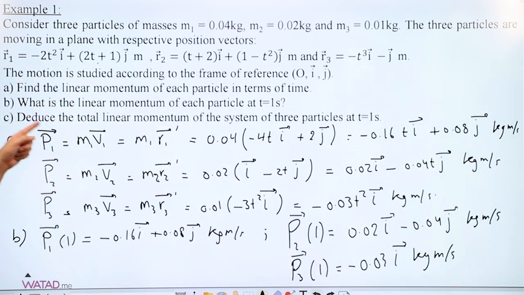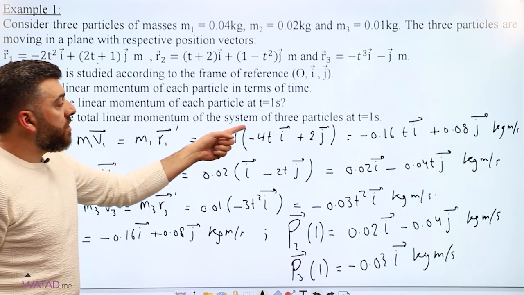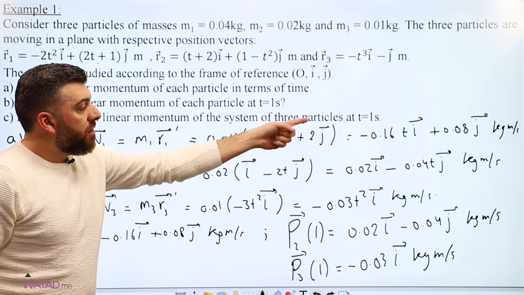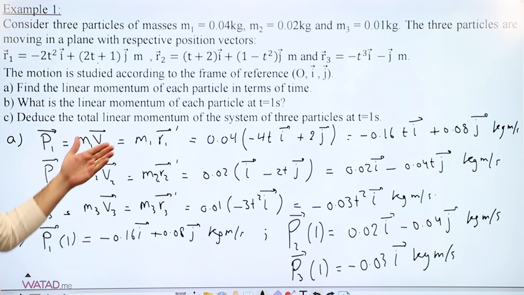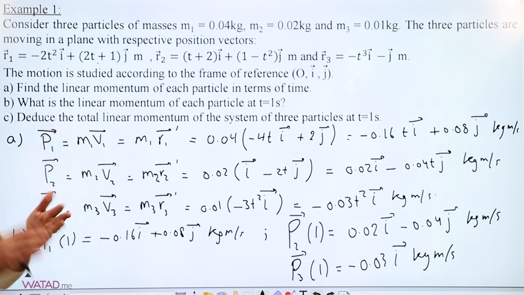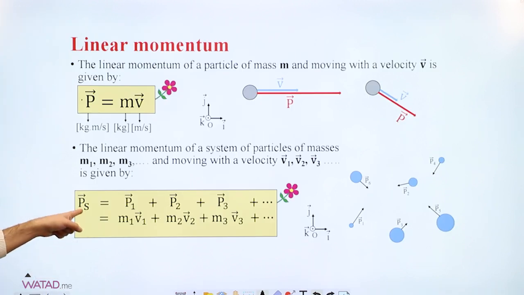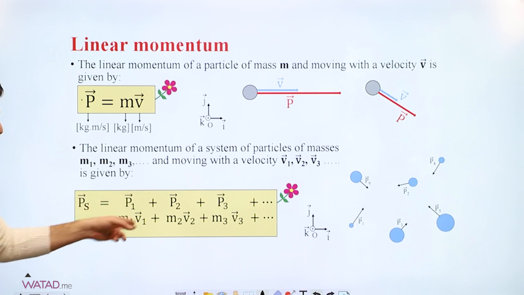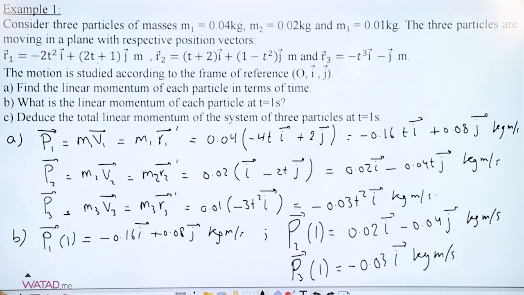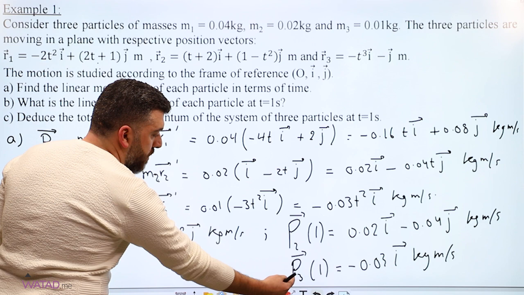Now in part C, deduce the total linear momentum of the system of 3 particles at t equal 1. So we have 3 momenta at t equal 1. To find the linear momentum of the whole system at t equal 1, as we said before, the linear momentum of the system is the sum of the momenta of all the particles. So it's p1 plus p2 plus p3, because we have only 3 particles. So p is p1 plus p2 plus p3.